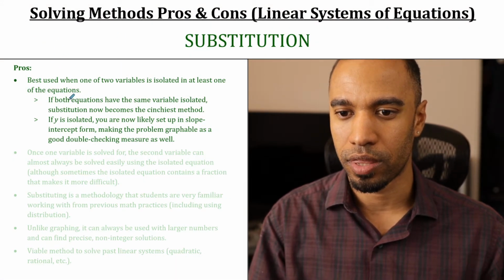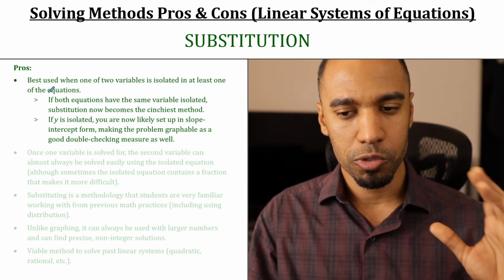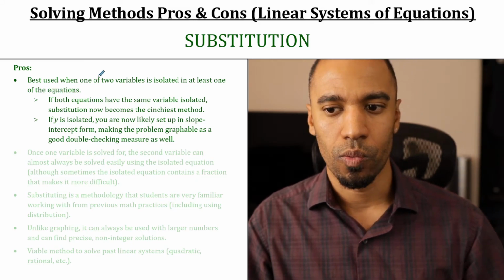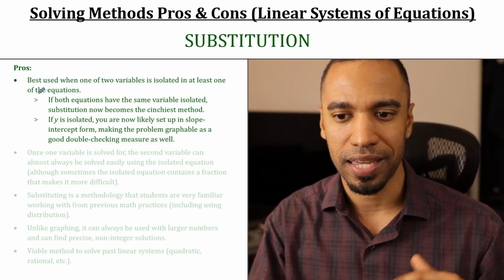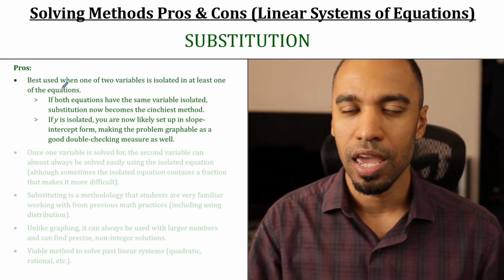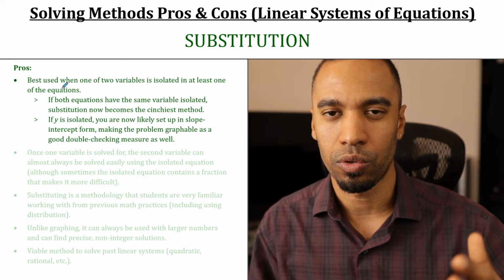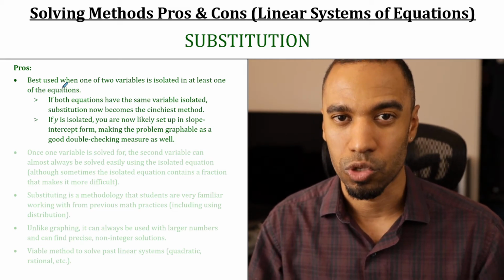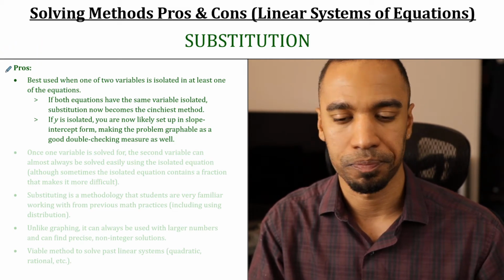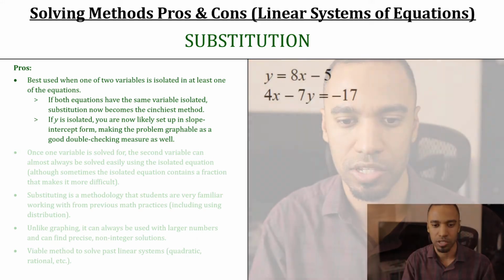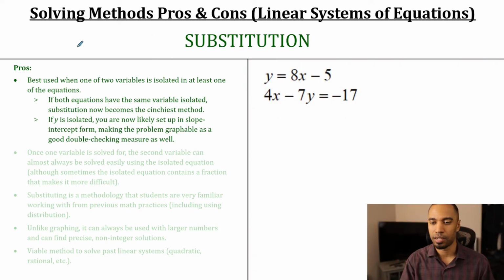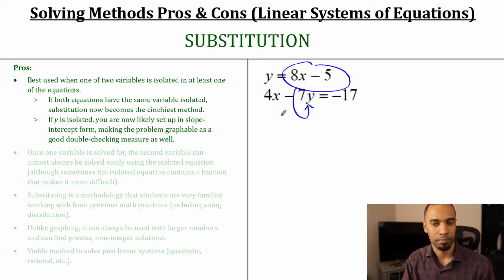The first pro is it's best used when one of two variables is isolated in at least one of the equations. If I have an x equals or a y equals in my system somewhere, that's really good when it comes to solving, because all I've got to do when I substitute is plug that thing in. Let's look at this example right here. Y equals 8x minus 5. 8x minus 5 takes the place of that y. And I just sub it right in because this is isolated.